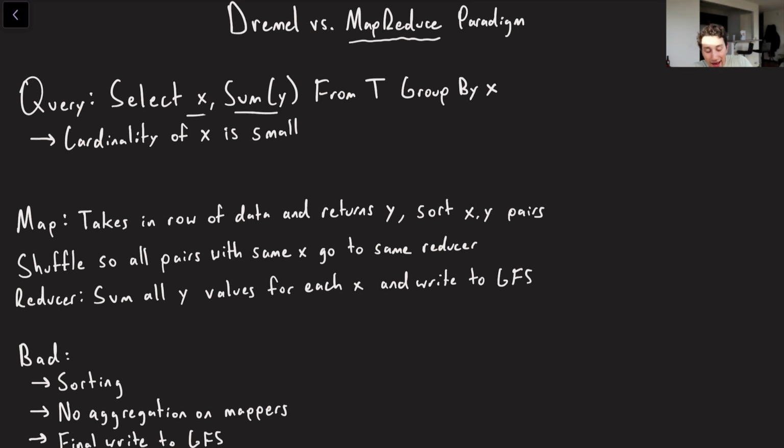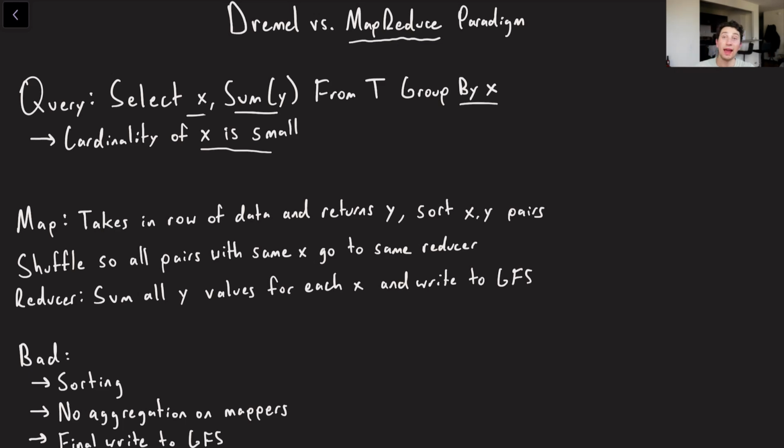Let's select X, take some other field called Y, we want to sum it up, and then ultimately we want to group by X, which is really what MapReduce is doing. We're mapping and then we're aggregating by that key X. So let's imagine the cardinality of X is fairly small. Unfortunately, MapReduce doesn't really care, right?